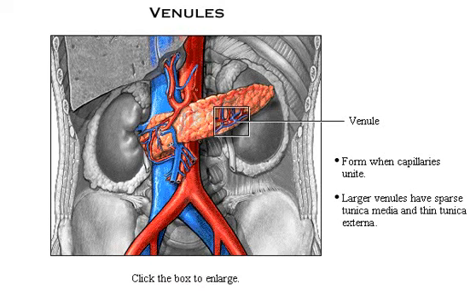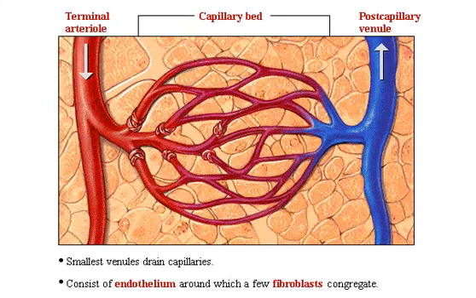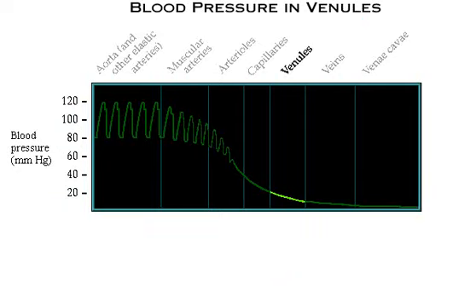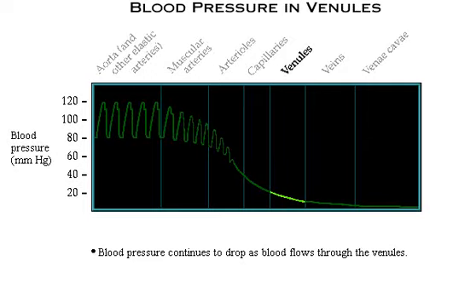Click on the box to enlarge. The smallest venules, which drain capillaries, consist entirely of endothelium around which a few fibroblasts congregate. In the graph of blood pressures, note that pressure continues to drop as blood flows through the venules, encountering further resistance.